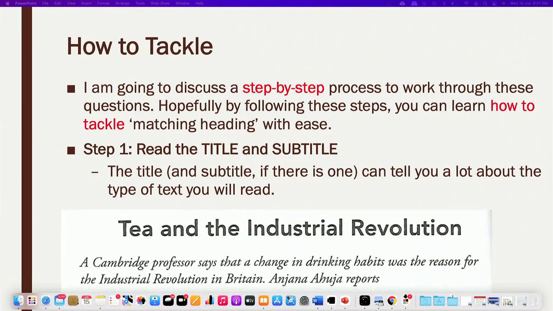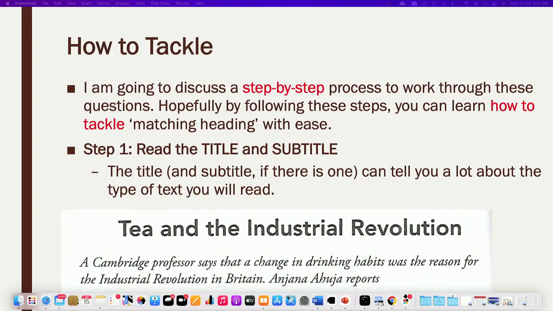Step by step, of course. And I'm going to give you now the step-by-step process. I know you've been waiting for a long time. Now I'm here to give you a step-by-step process to solve heading matching. I believe until today, no YouTube videos, none of your teachers have told you how to solve heading matching in this way. So I'm going to discuss it step by step.